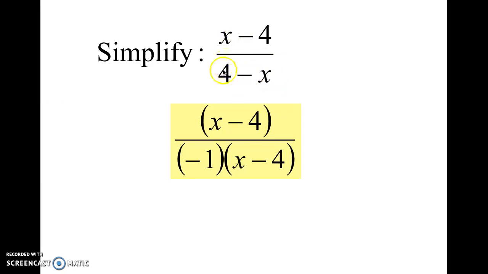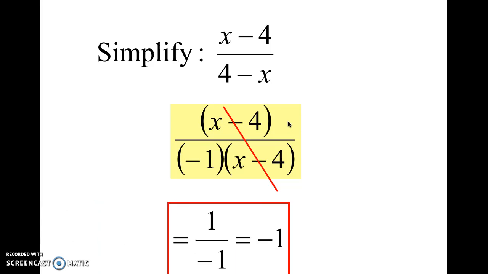Next, last example. x minus 4 all over 4 minus x. Notice that 4 minus x can be written in terms of x minus 4 simply by factoring out a negative sign, or factoring out negative 1 from the denominator. So, this becomes x minus 4 all over negative 1 times the quantity of x minus 4. Since these two factors, x minus 4 and x minus 4, are found in both the numerator and denominator, we could simply cancel them out. There's nothing left here, so it would automatically be 1. So, that becomes 1 over negative 1, which is equal to negative 1. So your final answer would be negative 1.